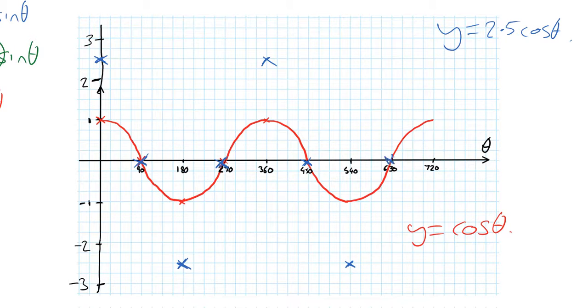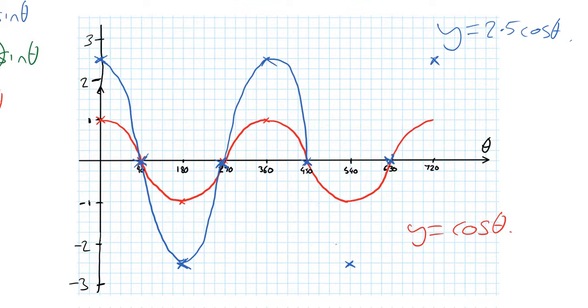And this is how we draw a cosine graph. Exactly the same as the sine graph, if you want to draw a cosine graph, the same rules are going to apply. This blue line that I'm drawing now, very badly, is 2.5 cosine theta. Okay, that's amplitude.